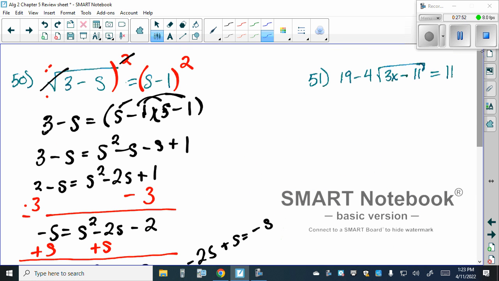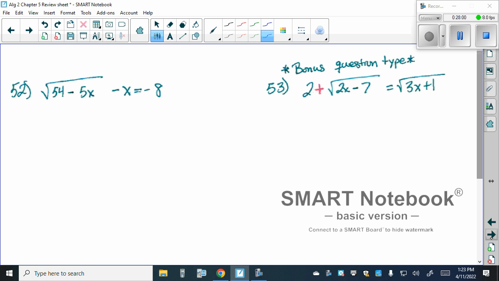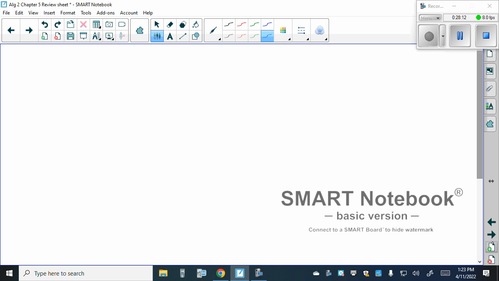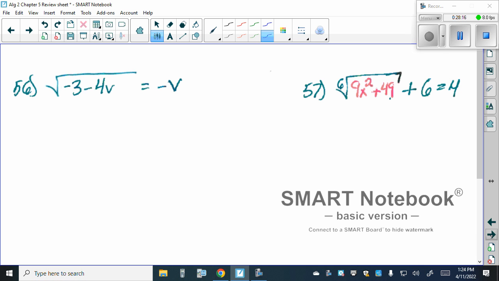So any questions on 50 or 51? Are we good with 50 and 51? There won't be one like 53 on the test, but are there any questions on 52? If we're good with problem number 52. Questions on 56 or 57?